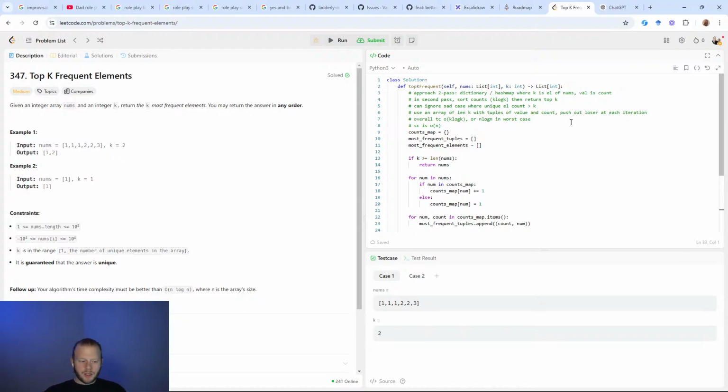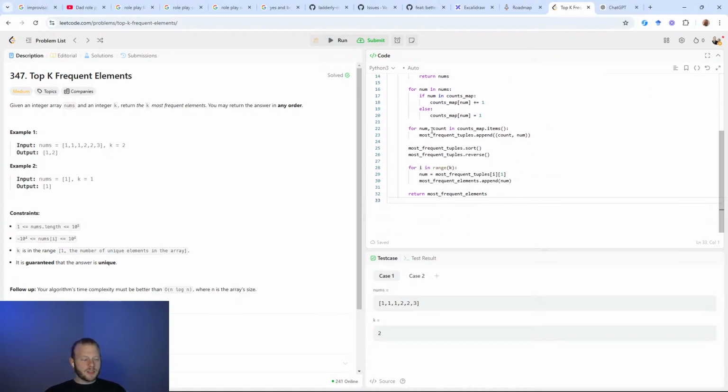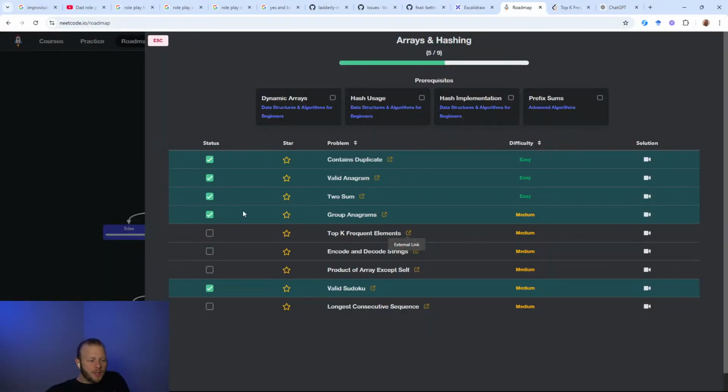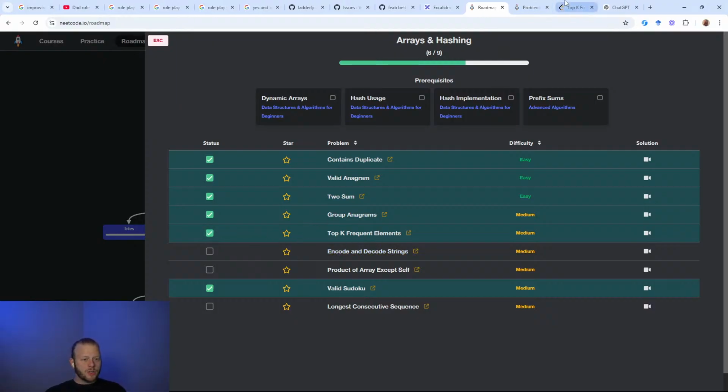Return max key, k times, easy. Yeah, I think that's equivalent to this, right? It's just a different syntax of doing this thing. Okay, either way, I think we got it, and I like the problem. Let's encode and decode strings.